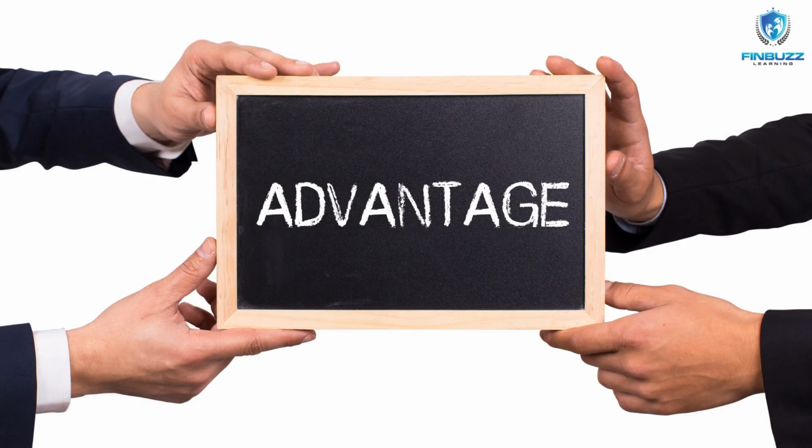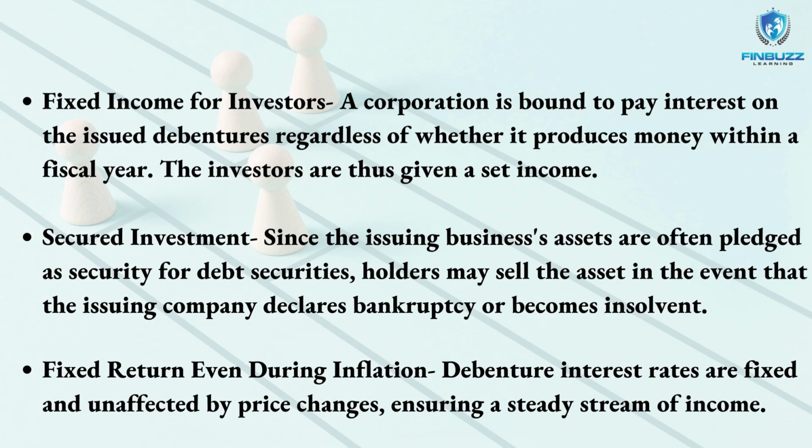Now, we will be discussing the benefits of debentures or bonds. So, the first advantage of debentures is fixed income for investors. Regardless of whether it makes money during a fiscal year, a corporation is required to pay interest on the issued debentures. A fixed income is thereby provided to the investors. Equity stockholders, whose dividend is purely based on revenue, are exempt from this.